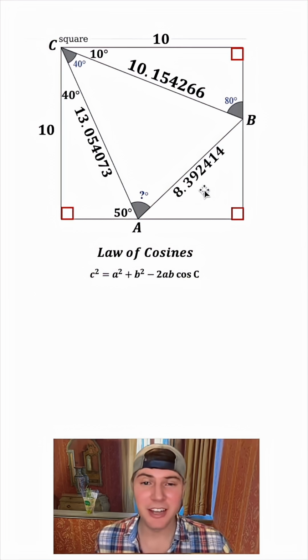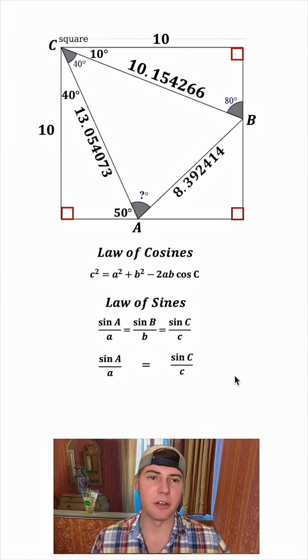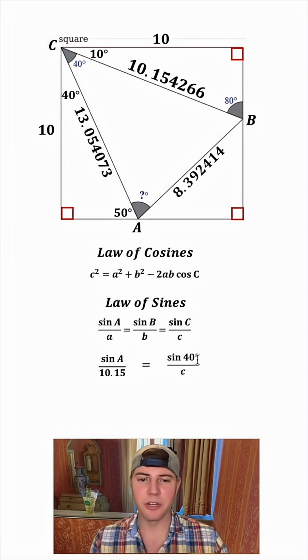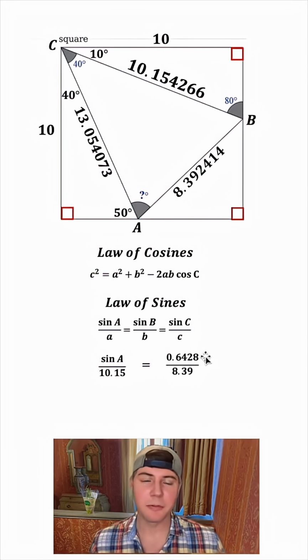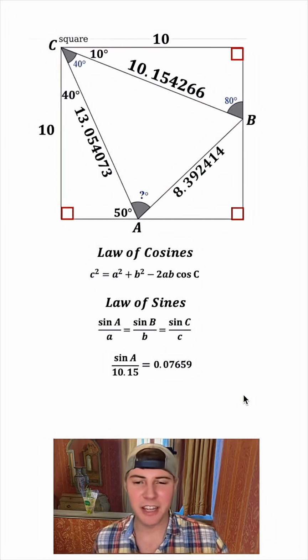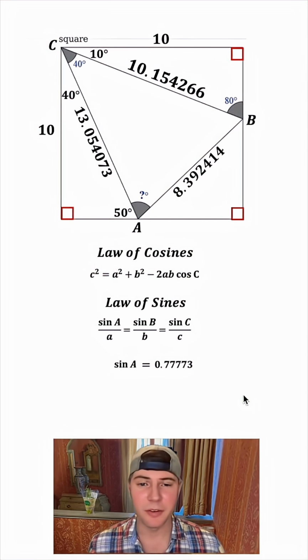So we're still not done yet. Now we have to use law of sines. We're only interested in the A's and the C's, so we're just going to bring those two down. Capital A is what we don't know, so I'm going to leave that alone. Lowercase a is the 10.15. The angle C is 40 degrees, and then the side length C is this 8.39. Sine of 40 degrees is approximately 0.64, and then this divided by this gives us this. Squish everything together, multiply both sides by 10.15, and we get sine of A is equal to approximately 0.77773.